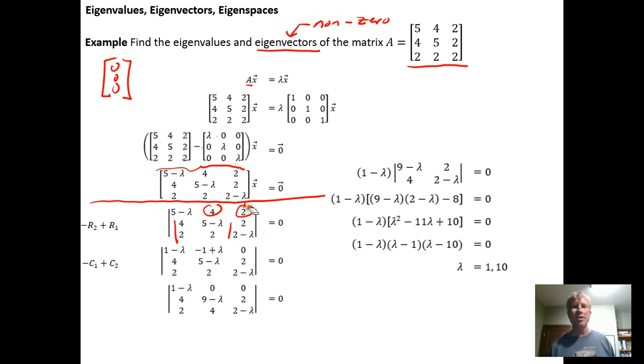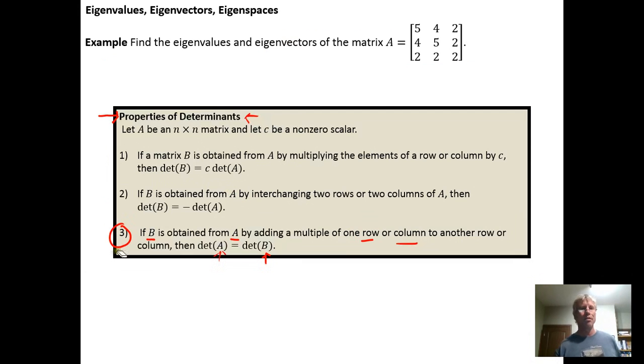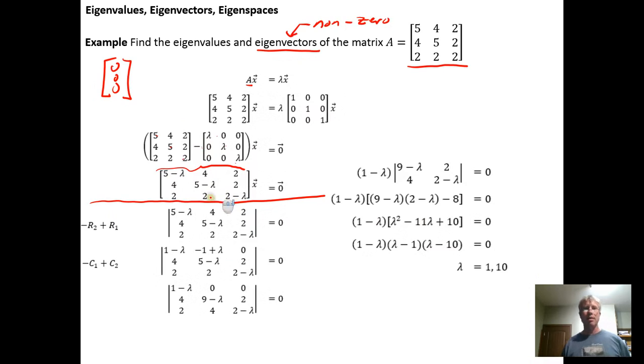And that calculation, and the simplification and factorization of the resulting polynomial, would be difficult. So the idea is to try to introduce zeros into the matrix using property 3 of determinants, because if we can introduce zeros using property 3, we're guaranteed that the resulting matrix has the same determinant value as the original matrix.